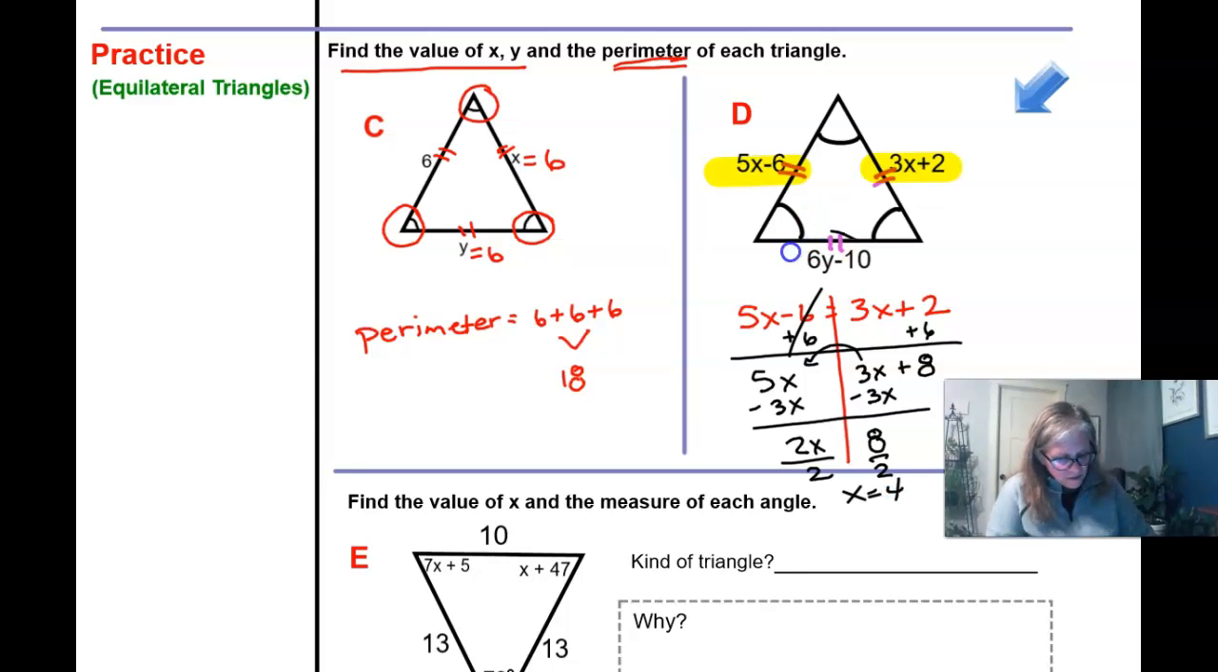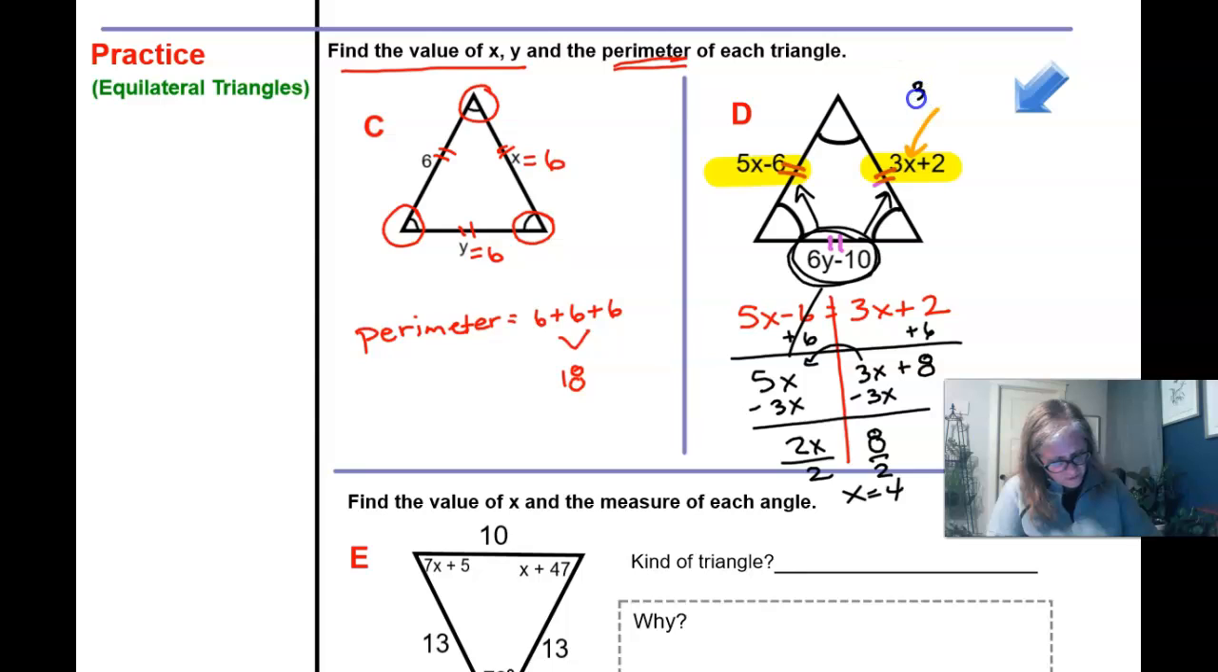Well, I do know that 6y minus 10 has to equal either one of those, but I have to figure out the actual number of that. And so I can plug my 4 into any spot that I'd like, and I'm going to choose to plug it in right there because those numbers just look the smallest. I happen to think that they look the easiest.